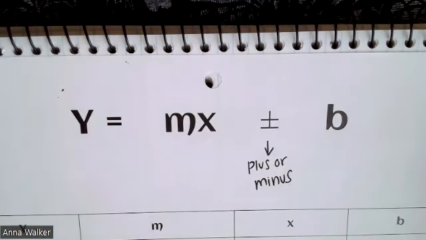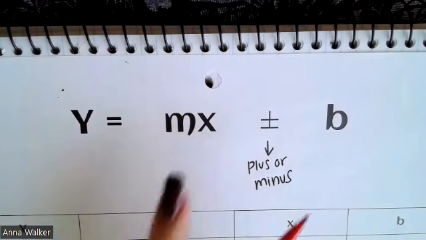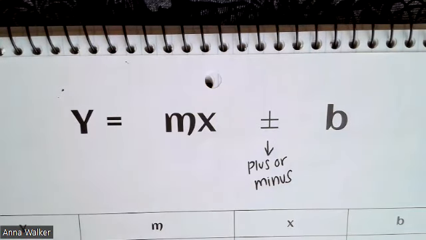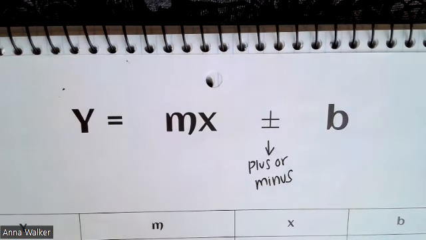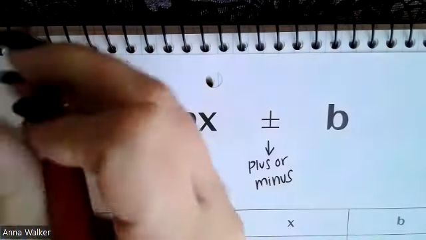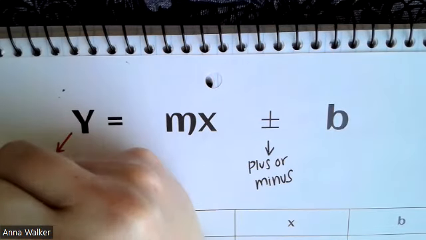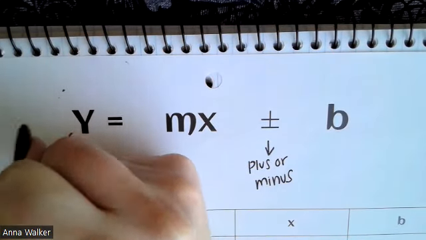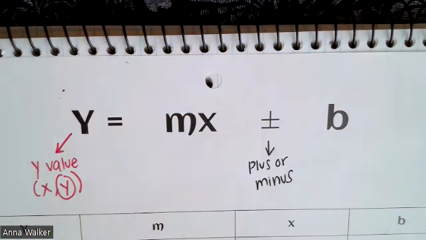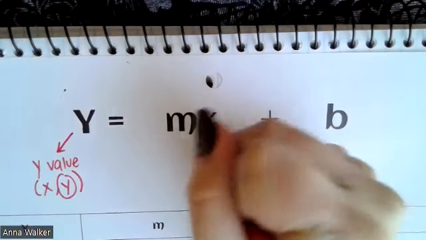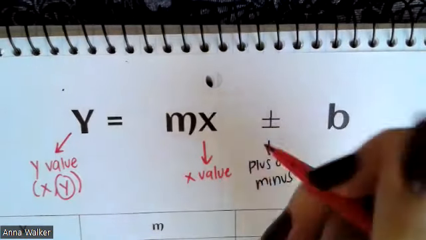Okay, so the first thing we're going to do is talk about X and Y, because this is the standard formula for a linear function or a linear equation or a linear graph, whatever linear thing it is that we're looking at. This X and Y represent the X and Y on a coordinate plane. Okay, so simply put, this is going to be the Y value when we're looking at an ordered pair. So it's the Y value in an ordered pair. The X is going to be the X value in an ordered pair.